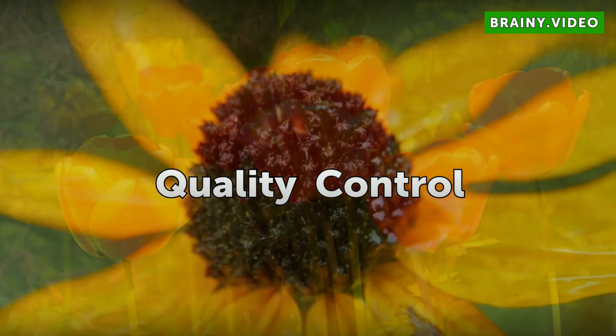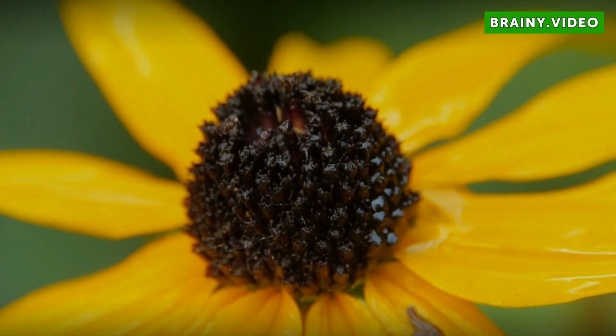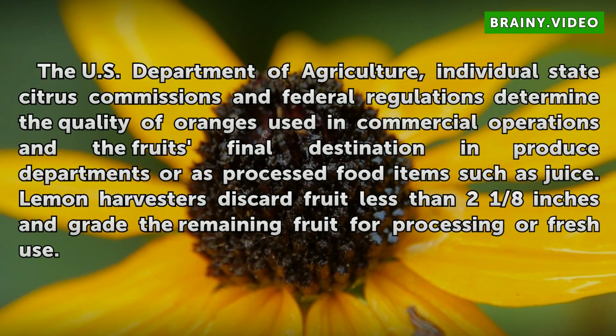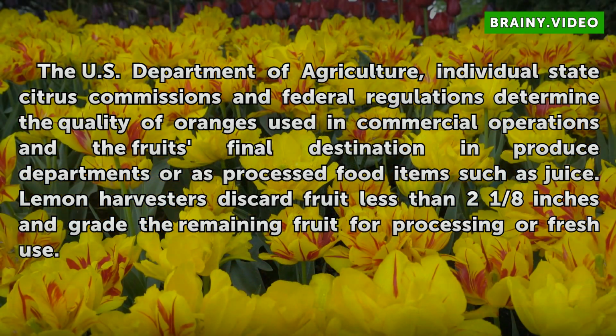Quality control. The U.S. Department of Agriculture, individual state citrus commissions and federal regulations determine the quality of oranges used in commercial operations in the fruit's final destination in produce departments or as processed food items such as juice. Lemon harvesters discard fruit less than 2 1/8 inches and grade the remaining fruit for processing or fresh use.